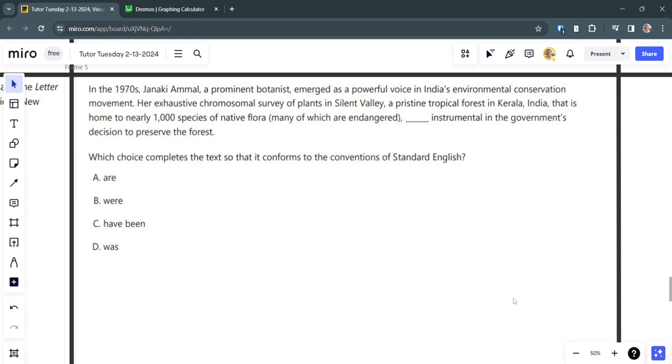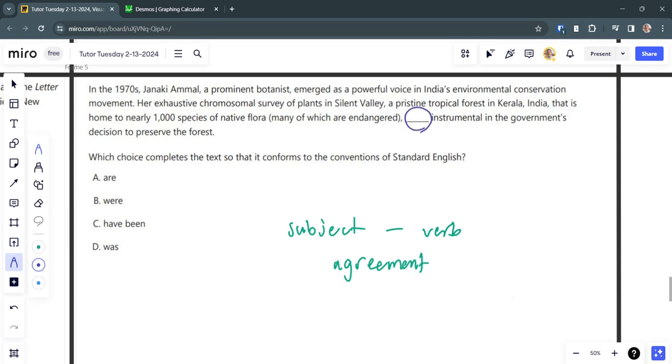So really here, we have to identify what the subject is and the verb. The verb here is going to be are, were, have been, or was instrumental. So we need to figure out what was or what is or what are instrumental in the government's decision.